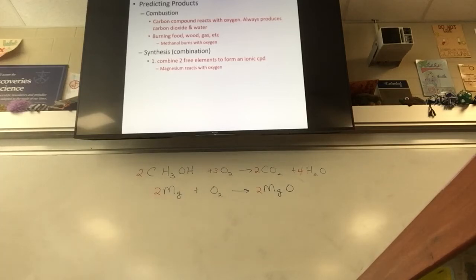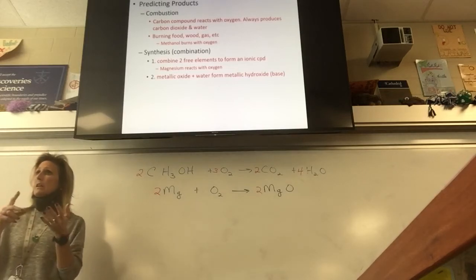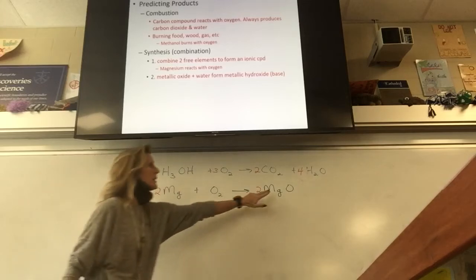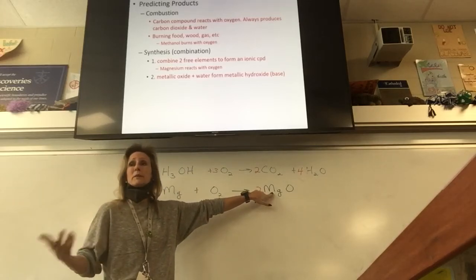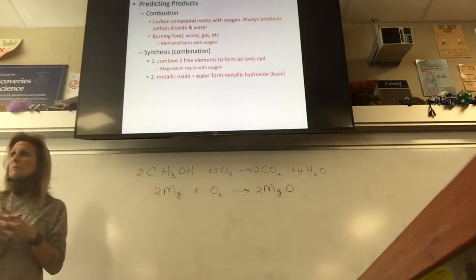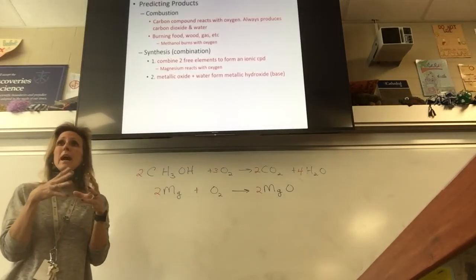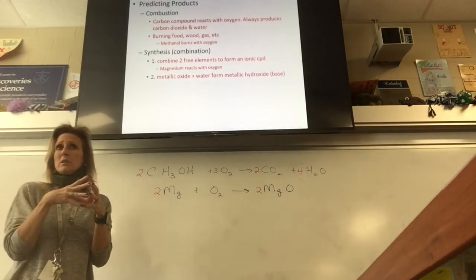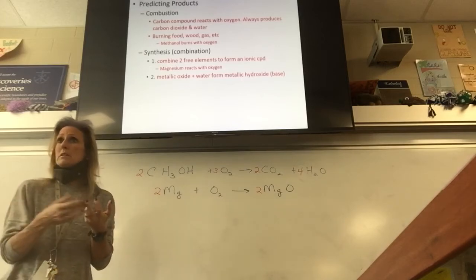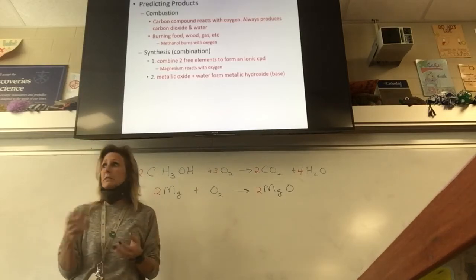The next synthesis reaction is where we are taking a metallic oxide, which is exactly as the name implies. It's a compound made up of a metal and oxygen. Just like here, magnesium oxide is technically a metallic oxide. And reacting it with water, it's going to combine together to form a metallic hydroxide, which the common name for that is a base. Okay, and at the end of the school year, our last unit, we're going to be talking about acids and bases some more.